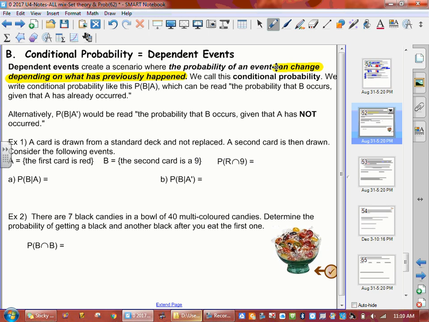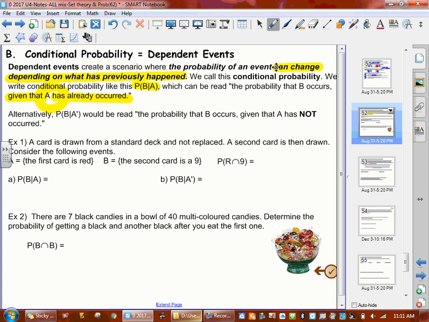So we read it as this: P(B|A), and that line is not a forward slash or a backward slash, it's a straight up and down. That straight up and down means after it has already occurred. So, given that blank has already occurred, whatever the actual outcome. So it's the probability of B after A already happened, or the probability of B after A occurred. Okay, officially.